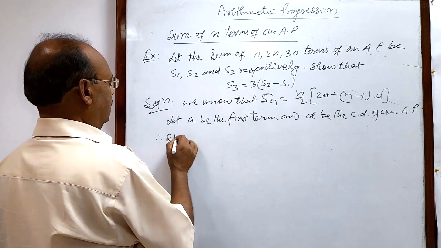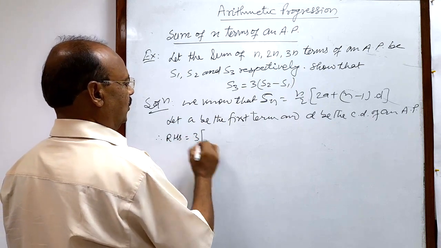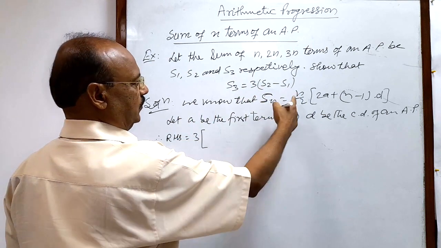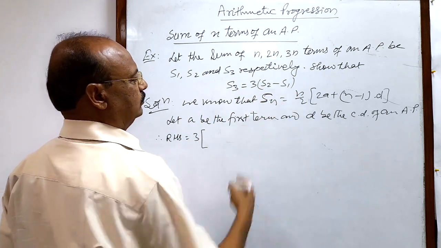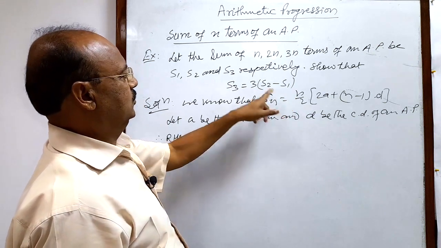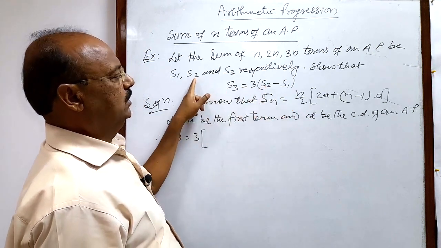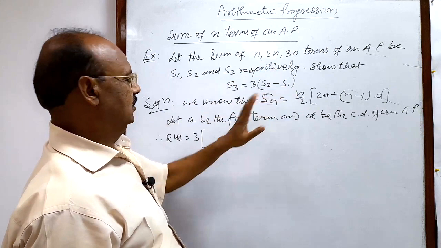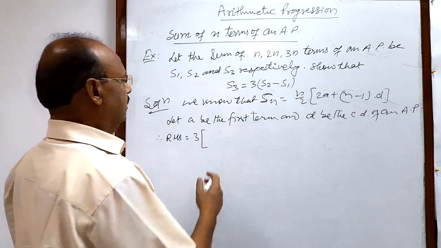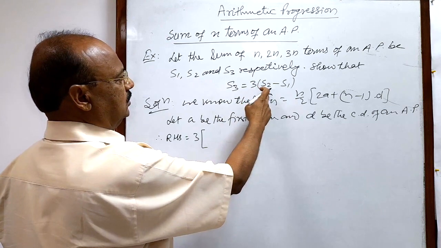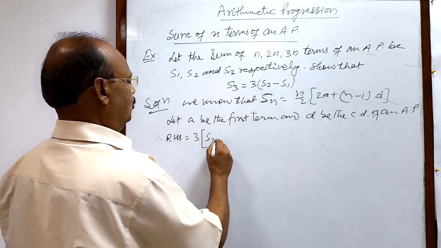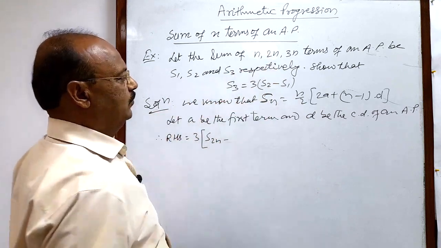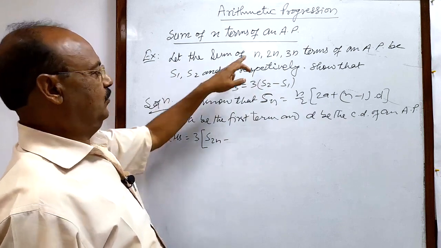So therefore, the right hand side is equal to how much? 3 into S2 minus S1. With the help of this formula, n is the number of terms. Looking at this question, S2 is the sum of 2n terms, and S1 is the sum of n terms.